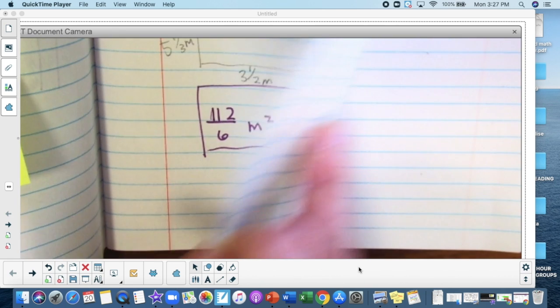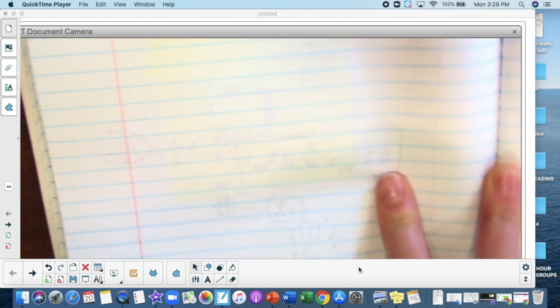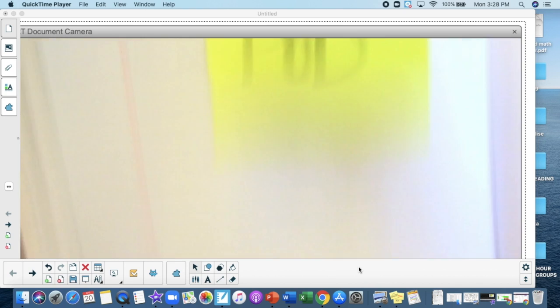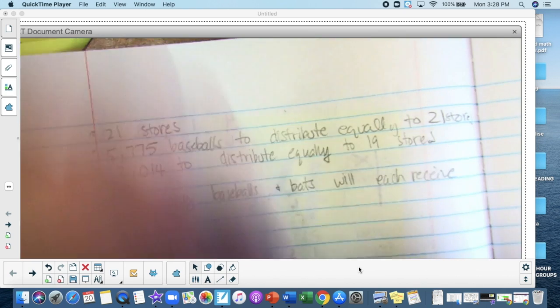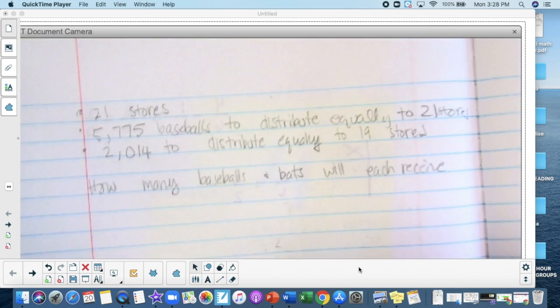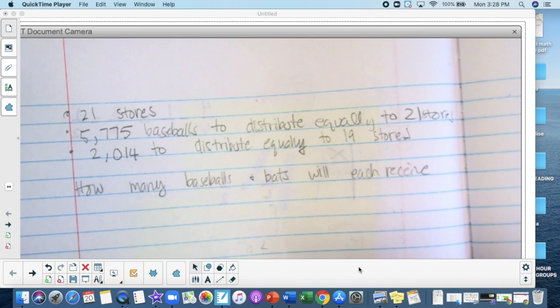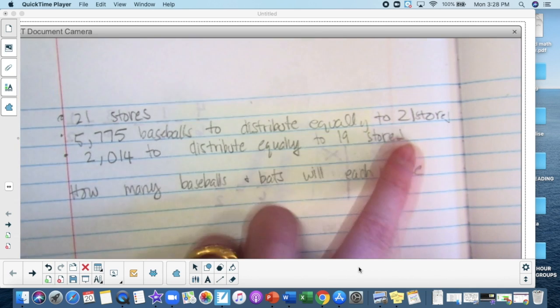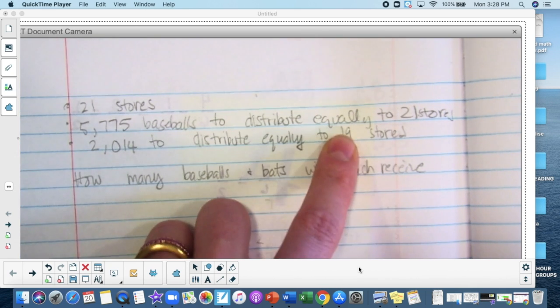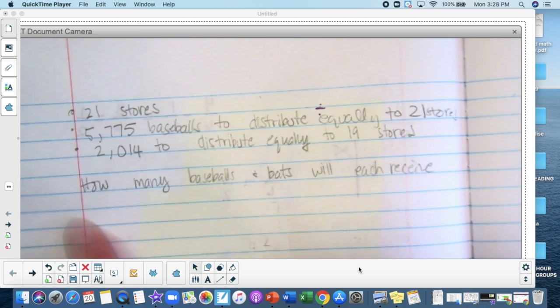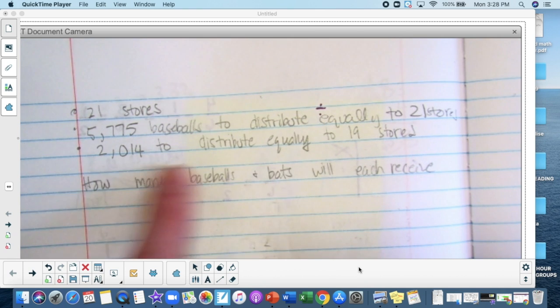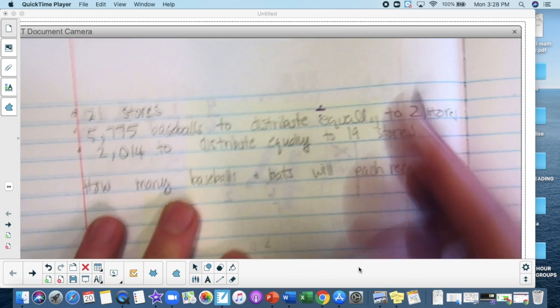All right, let's go into your POD. Okay, for our POD, Mr. Player has 21 stores. He wants to distribute 5,775 baseballs to 21 stores. He wants to distribute them equally. I know this right here is division. Then he wants to take 2,014 and distribute equally to 19 stores.